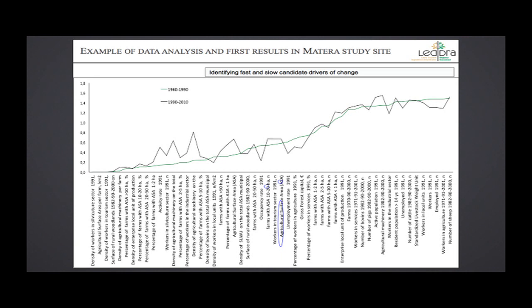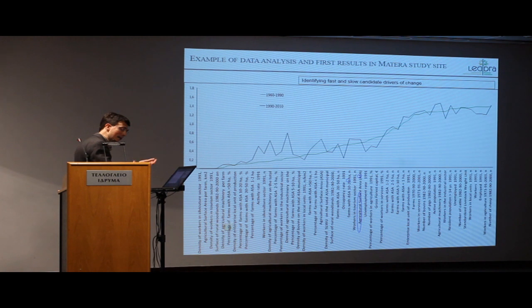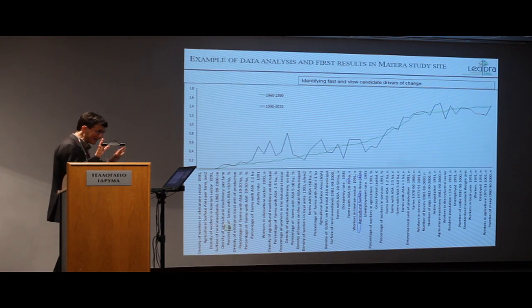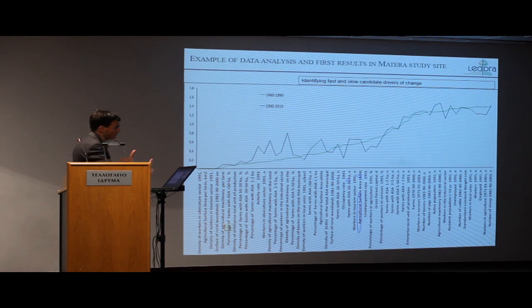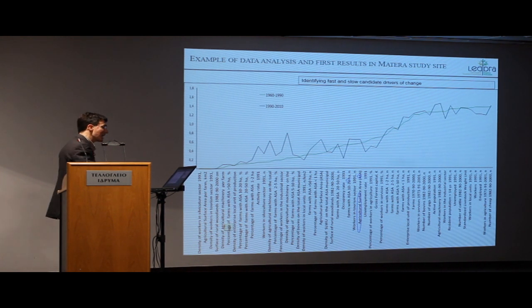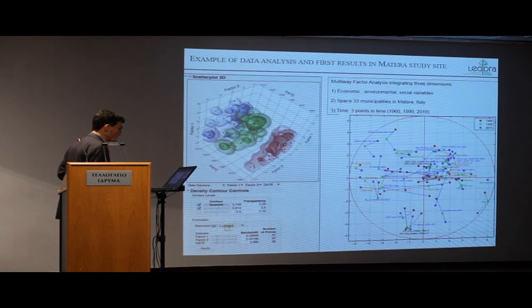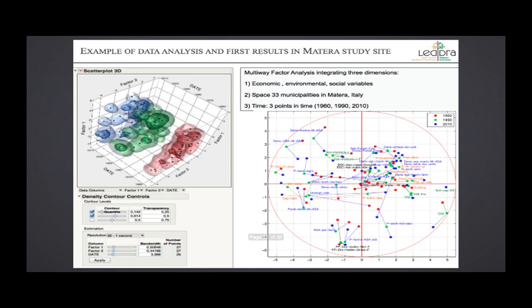And here we have the same periods. Probably you remember the periods of the map I showed you before. And here we have economic, social and environmental candidate drivers for land degradation. They are only candidate drivers, of course, and here you can see a measure of rapidity of change: how they are changing fast, how they are changing slow. The next analysis is more tricky and probably more complex.